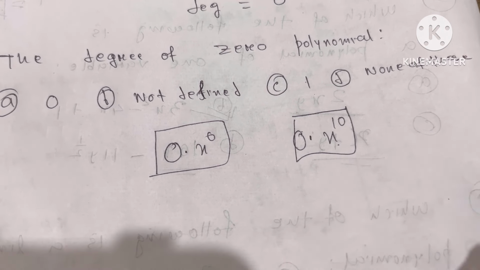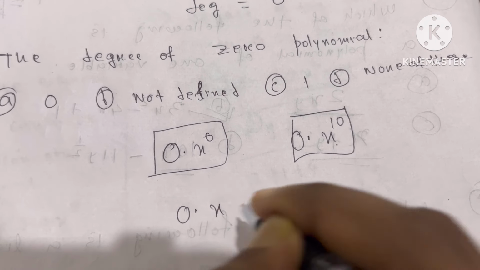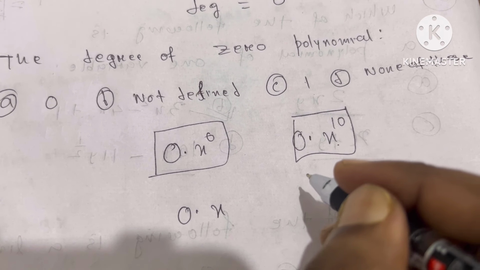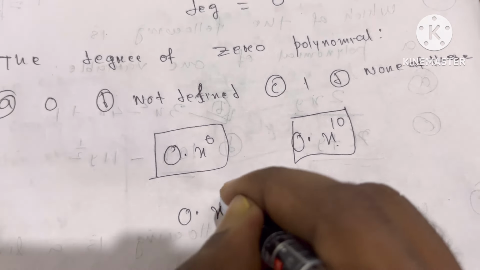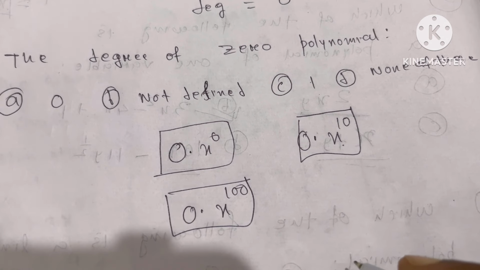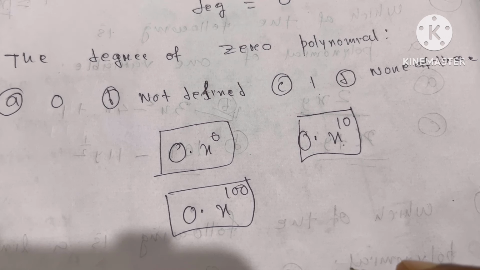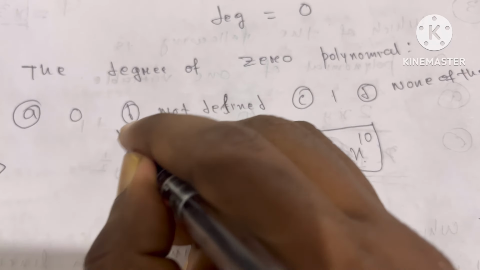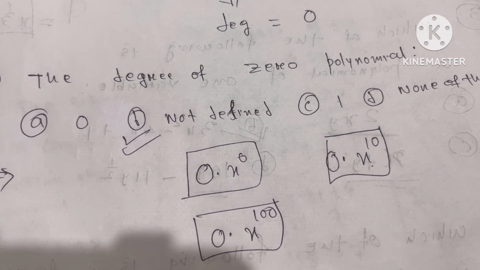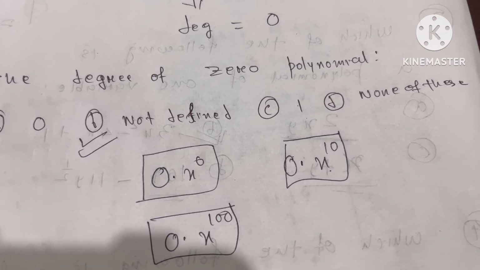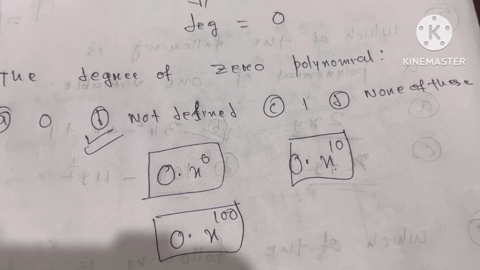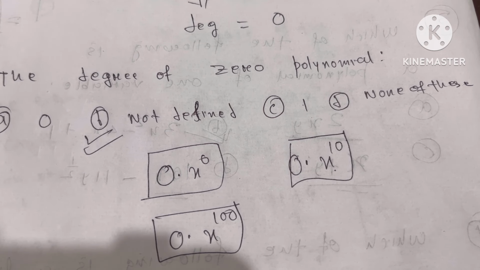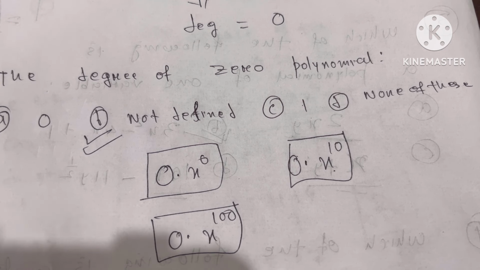Because 0 times anything means 0. So with 0 we can write a variable which has any exponent. You can write 0 times x to the power 100 also. So there is no fixed exponent. We can write any power with x. So that's why the degree of 0 polynomial is not defined. Always remember, the 0 polynomial is 0, and the degree of 0 polynomial is not defined. Why not defined? With 0 we can write a variable which has any exponent. Okay.